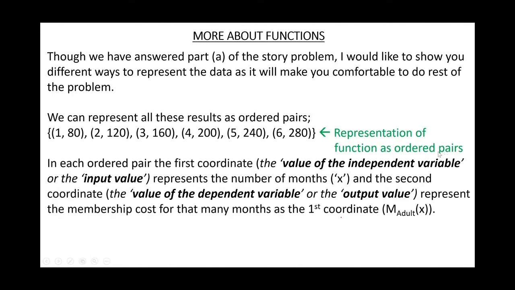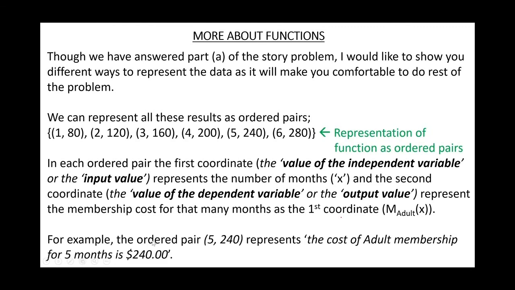So in each of the ordered pairs, the first value is called the value of the independent variable, the input value or the x value, representing the number of months. And the second number, the second coordinate, is called the value of the dependent variable or output value or value of y. In this case, these are m sub adult of x. So these represent the membership cost for that many months as the first coordinate. So for example, the ordered pair 5, 240 represents that the cost of adult membership for 5 months is $240.